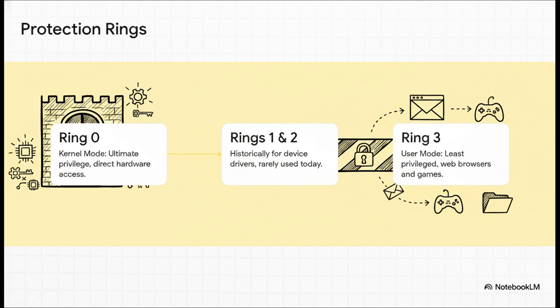This strict isolation is a game changer. It ensures that a vulnerability in a standard user app can't bring down the whole system. It's exactly why a glitchy video game might crash to your desktop, but it definitely won't take down your entire computer's OS along with it.